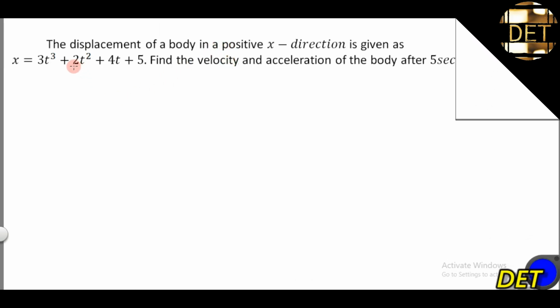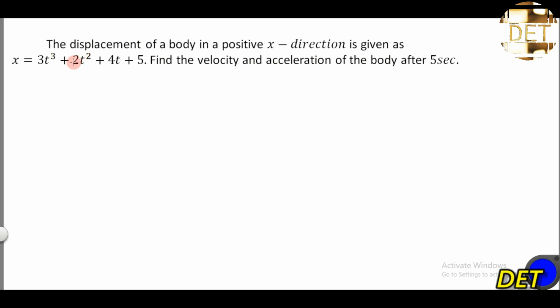Okay, so still on our lecture series on motion, here we'll be looking at this example. The displacement of a body in a positive x direction is given as x equals 3t^3 + 2t^2 + 4t + 5. Find the velocity and acceleration of the body after 5 seconds. So this is a very simple question.